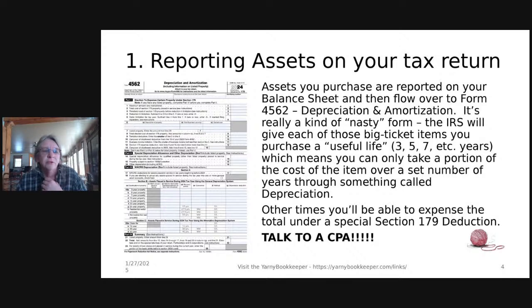All of this will make your toes curl, and be very careful of tax software programs. I've seen some very bad advice in their help documents. So do yourself a favor, talk to a CPA, and make sure you keep a list of what you bought each year.